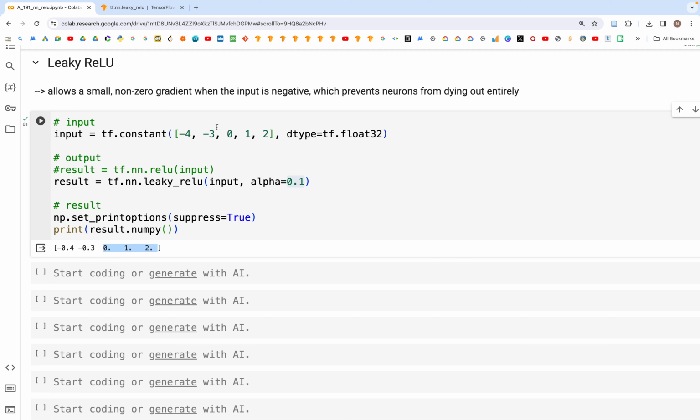So one of the advantages of using leaky ReLU is that we still keep non-zero values rather than converting them to zeros, and so that can help prevent neurons from dying out.